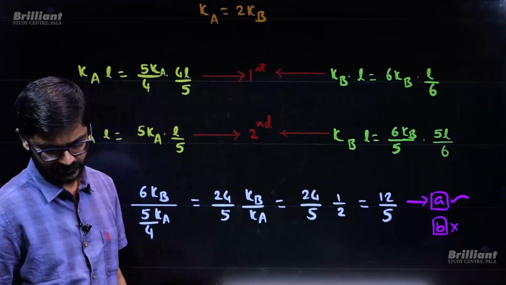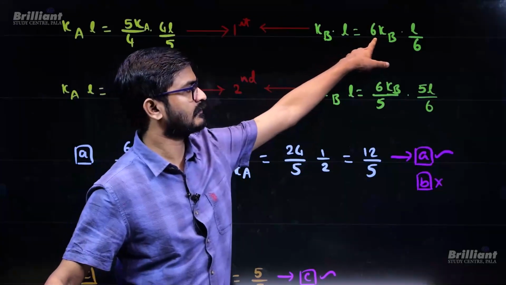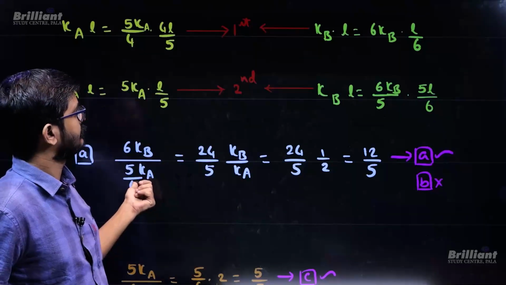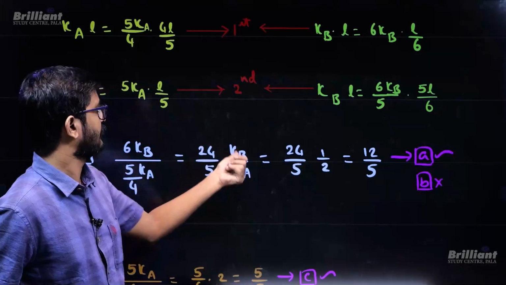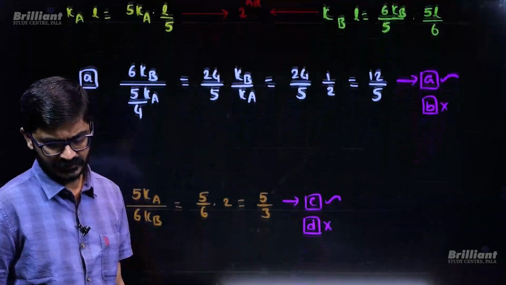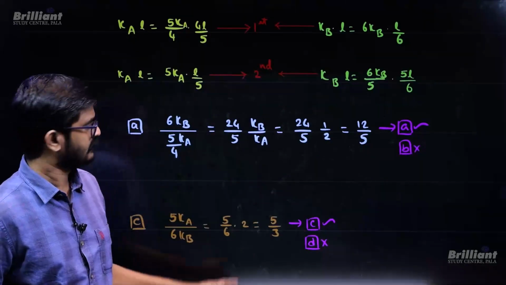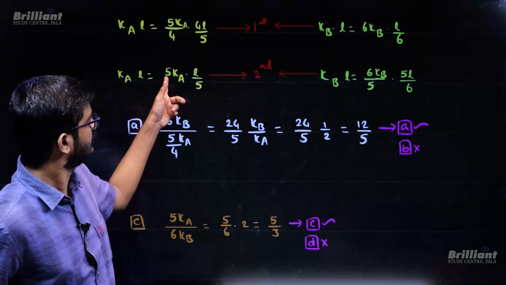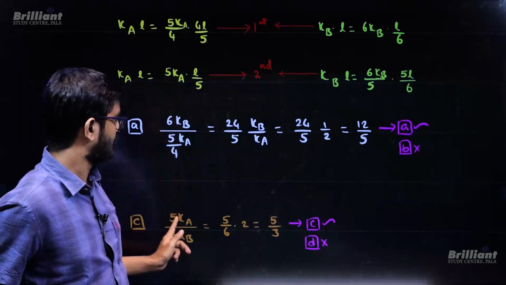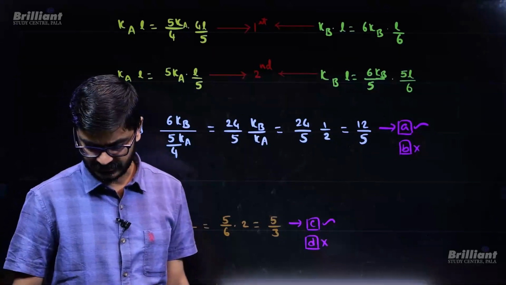Now they are asking to take the ratio of this, that is first part of spring B by first part of spring A. Kb by Ka value we already know, that's given in the question, you just get the answer. Now similarly they are asking the ratio of this guy and this guy, second part of spring A and first part of spring B. When you take the ratio, you will be getting the answer, right?